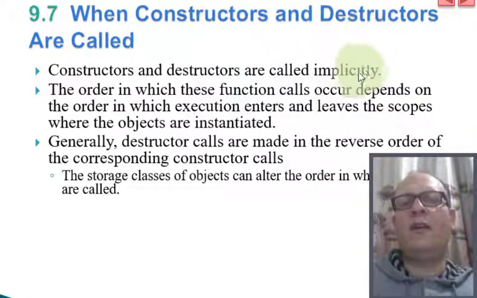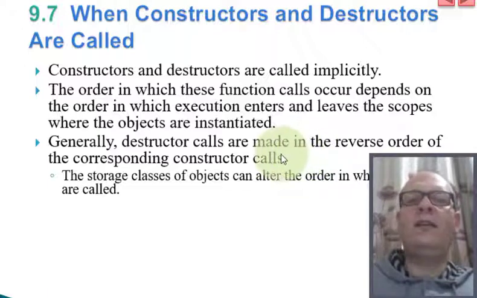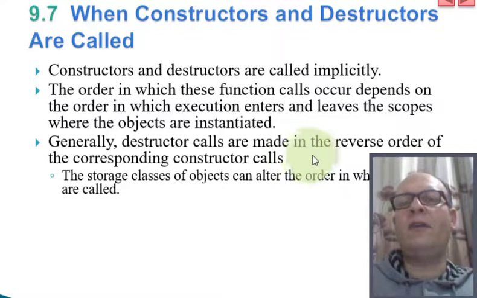الكولينج كونستراكتور والديستراكتورز هيعتمد على الانترنج والليفينج اوف ذا سكوب اوف ذا اوبجكتس. هيعتمد على when enters or leaves the scope of the objects. حاجة تانية ان الديستراكتورز هيبقى in the reverse order of the corresponding constructors. يعني الاوبجكت اللي الكونستراكتور بتاعه هيتنادى عليه الاول هو اخر واحد الديستراكتور بتاعه هيتنادى عليه. اخر كونستراكتور لاوبجكت هيتنادى عليه هو اول ديستراكتور. الديستراكتور الخاص بيه هو اول واحد هيتنادى عليه.